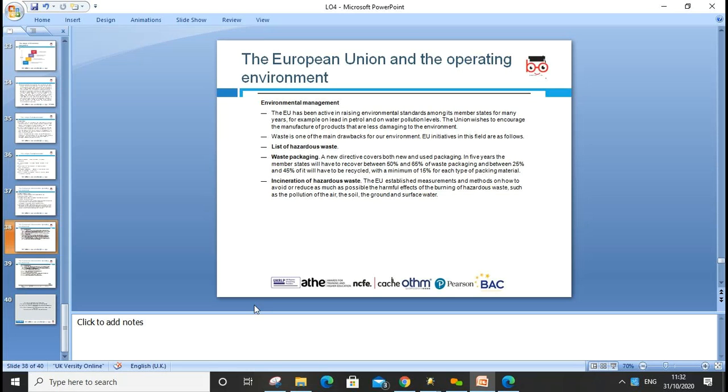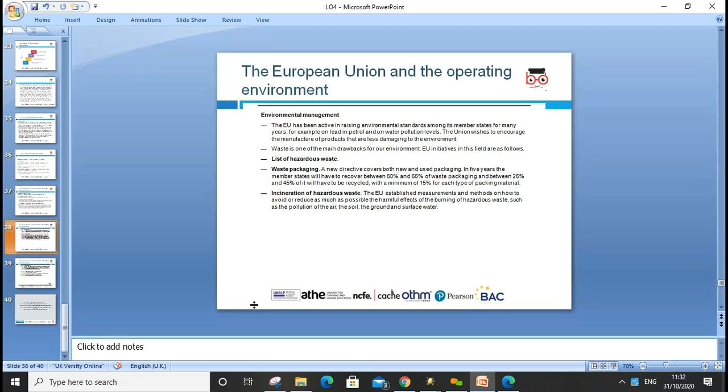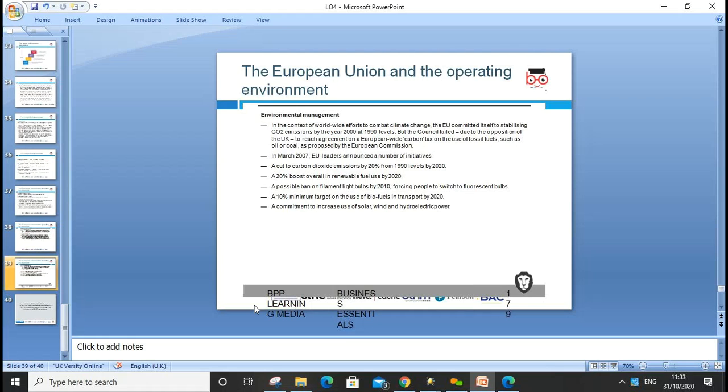On environmental management, the EU is actively raising environmental standards. That's why a lot of the mining industry is being closed in the UK, and there are CO2 taxes and other environmental taxes. There are also European Union laws on the list of hazardous waste. We have to look at waste packaging and have a clear recycling policy, and you even have to show signals on your different products, like the green, red, amber traffic light signals for food and fat levels. It's crucial to comply with the European laws.